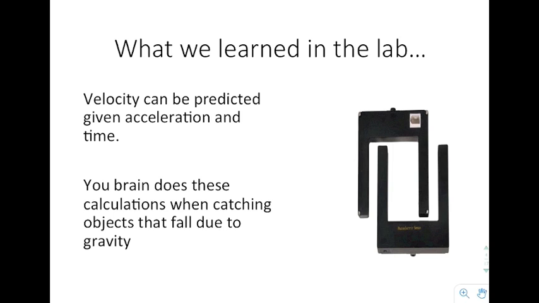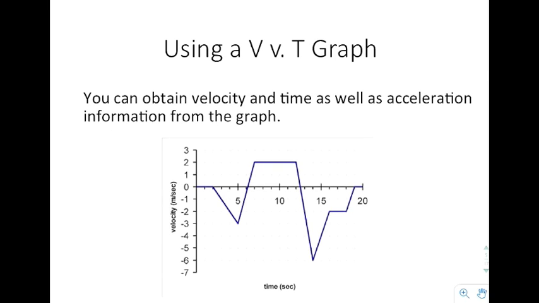Your brain does this whenever we catch falling objects. Whenever an object falls, it is accelerating due to gravity. Whenever it accelerates, it's got a constant acceleration, so your brain does these calculations on its own, although it's not a conscious thing.